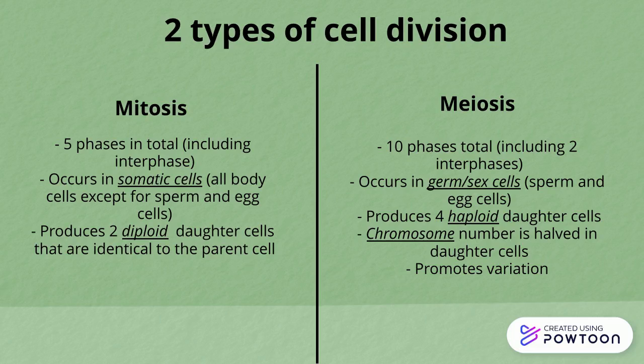Meiosis, on the other hand, has 10 phases in total, including 2 interphases. They occur in germ cells, also called sex cells, which are the sperm and the egg cells. It produces 4 haploid cells. The number of chromosomes in these daughter cells is halved from the parent cell. Meiosis promotes variation, which is why all siblings don't look exactly the same.